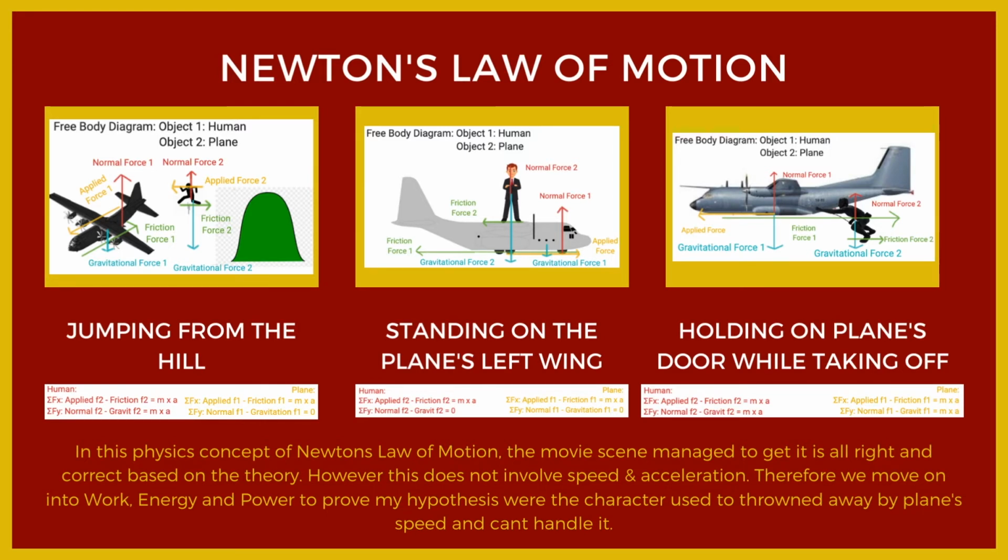So moving into the first concept of physics, which is Newton's laws of motion, here I drew 3 free body diagrams with different types of condition. The first one is when the human, Ethan, the character in the movie, jumps from a hill. The second one is where he stands on the wing, and the third one is when he bolts into the plane's door during takeoff. Below it, there are some Newton's laws of motion equations and also solutions. You can take a look at that.